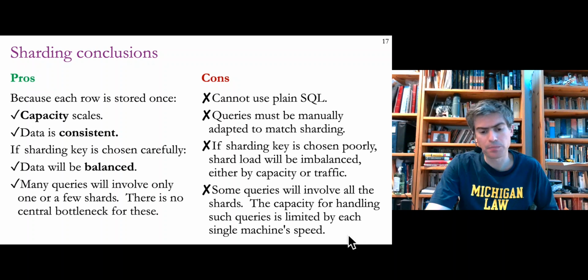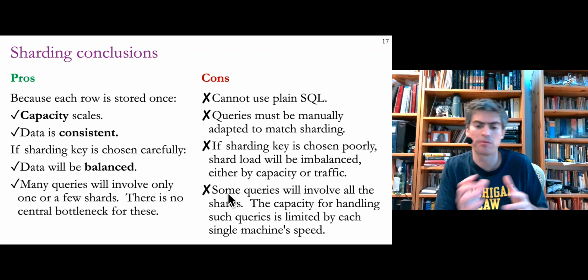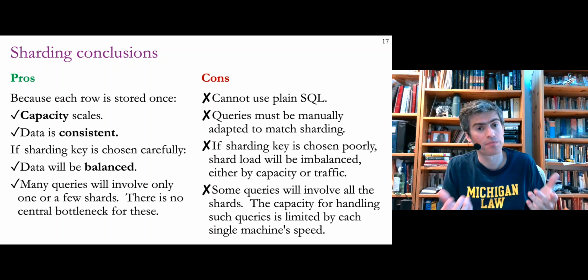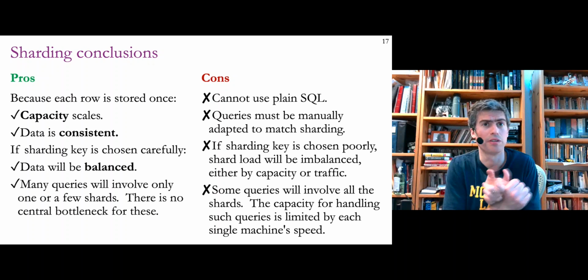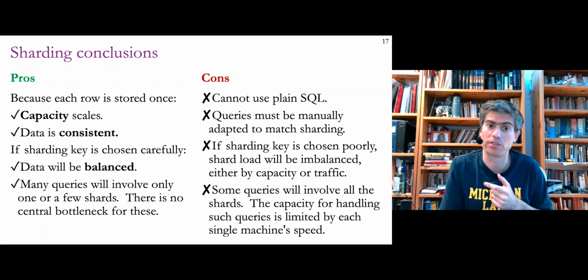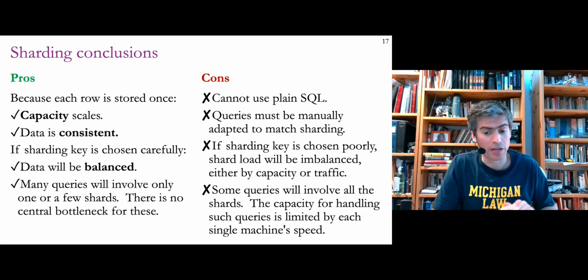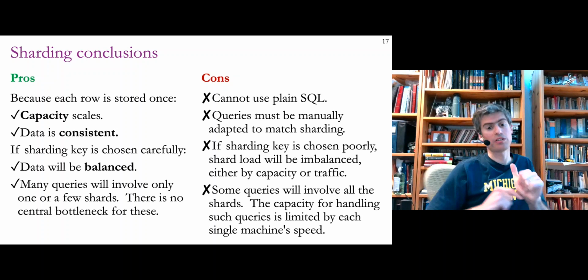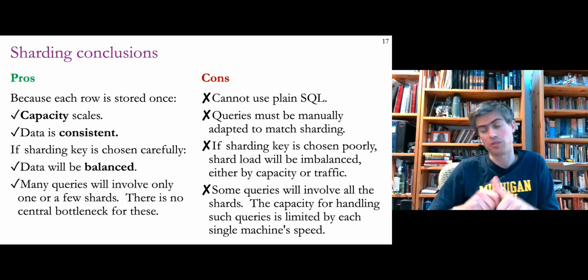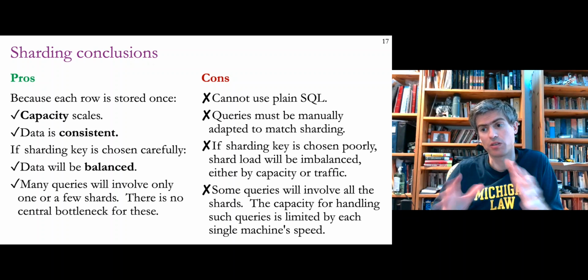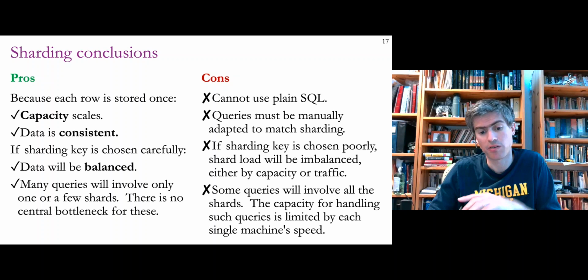And finally, some of the queries, in addition to being kind of hard to build, sometimes involve all the shards. Like that one that looked for the recent posts by my friends, because my friends in this case were distributed across all the shards. That's a real downside. If we have a lot of those kinds of queries, it means maybe we did a poor job sharding. We should try to choose a different sharding strategy so that we eliminate those queries that involve all the shards.